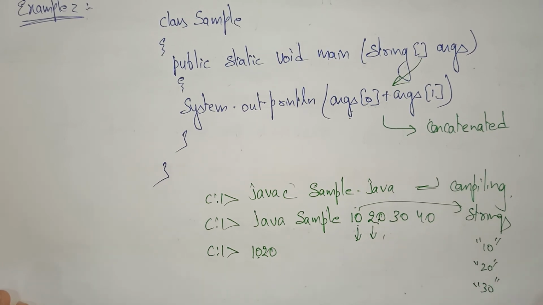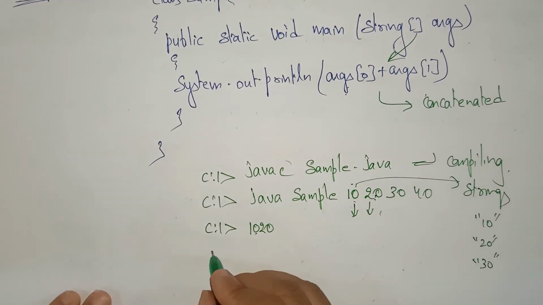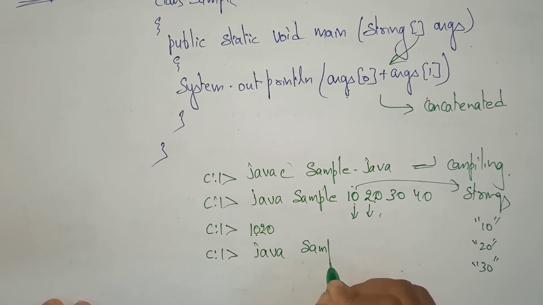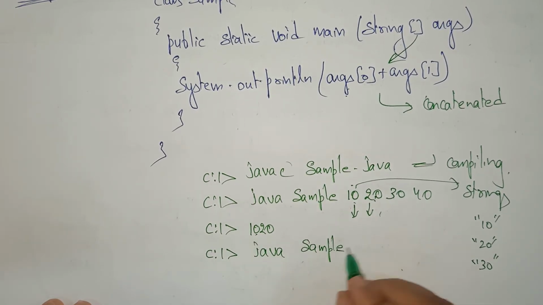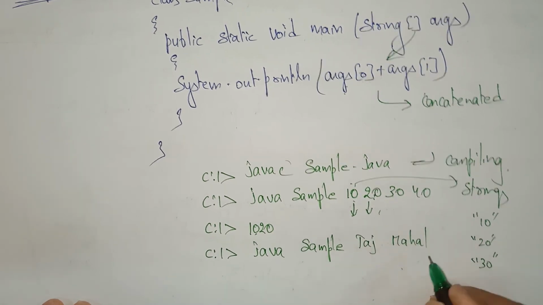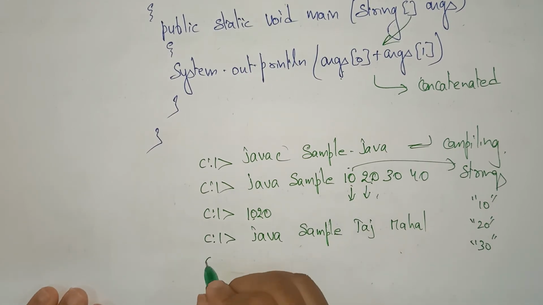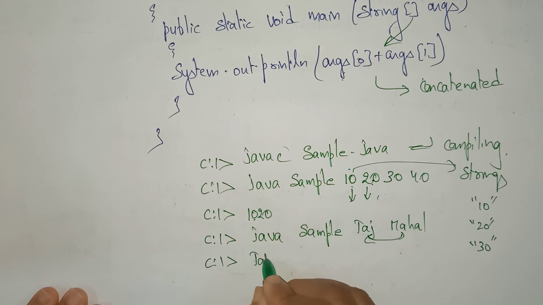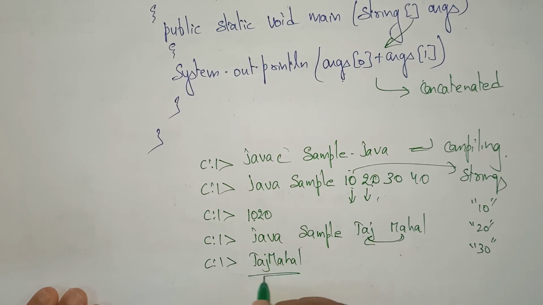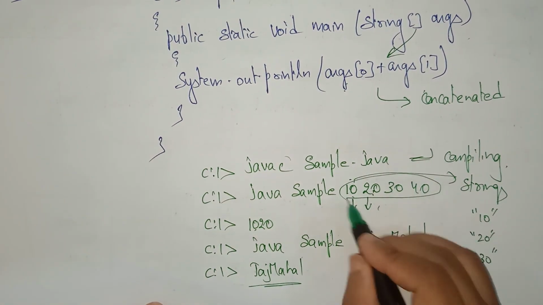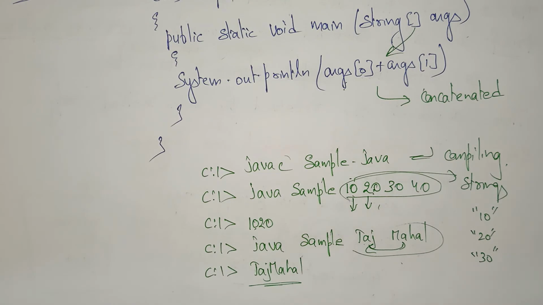Suppose you give java sample Taj space Mahal. The output will be these two strings concatenated: TajMahal. This is the meaning of it. Everything we are giving at the command line only. Now try to execute this program.